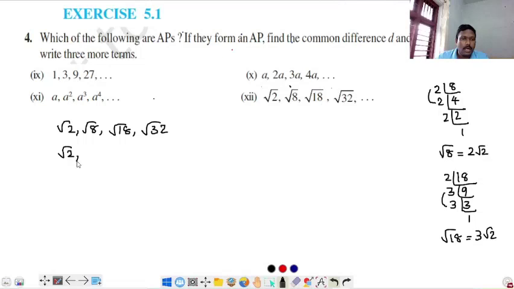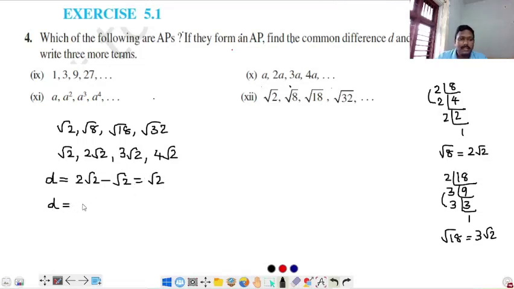√2, √8 we can change into 2√2, √18 you can change into 3√2, and √32 you can change into 4√2. Okay, now we can find D, the common difference. D is equal to A2 minus A1, that is 2√2 minus √2. What is 2√2 minus √2? It is √2.